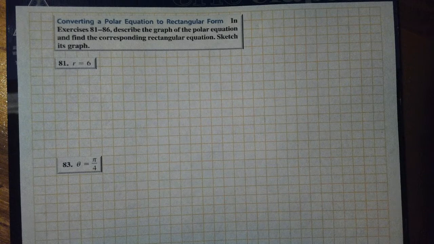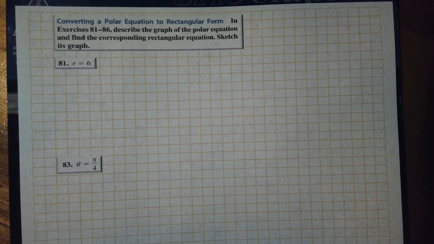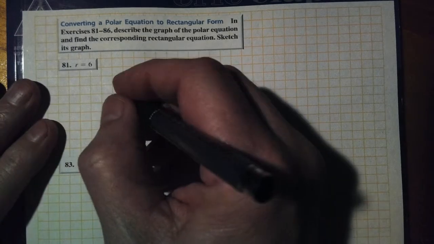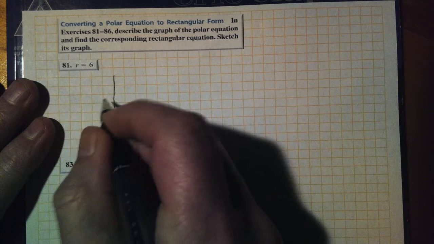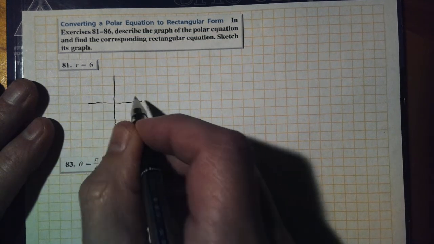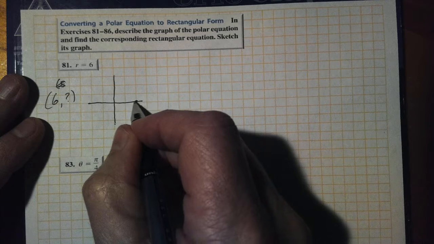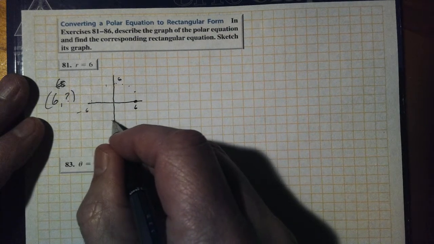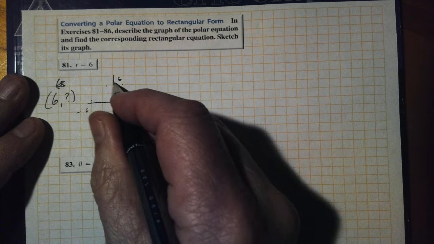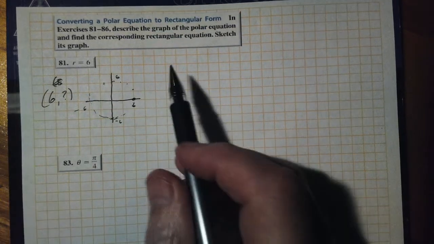I mentioned earlier in this set that if you're given just an r or just a theta, and we wanted to convert those, the best thing to do is just graph it. So r equals 6. What does that mean? That means it's the points 6 away. How do we want to rotate? We can rotate anywhere we want, and then we're going to throw the rock 6. We're going to throw it up 6, down 6. So we just have a circle.